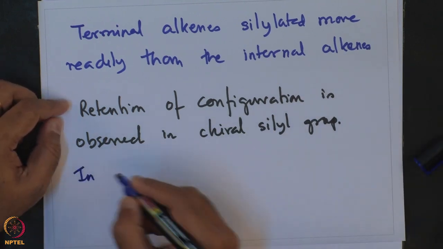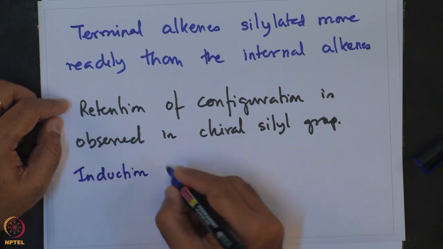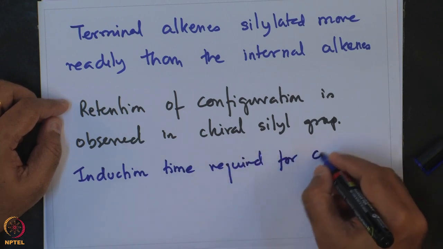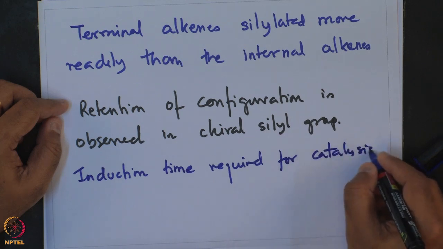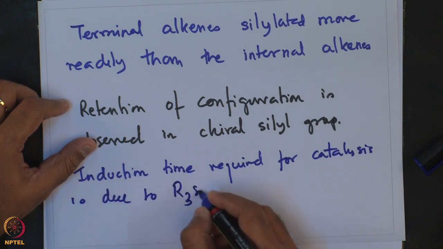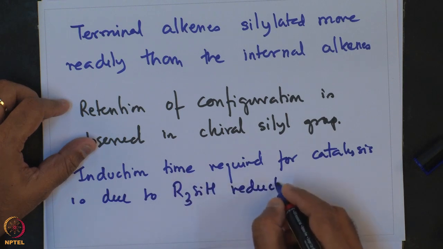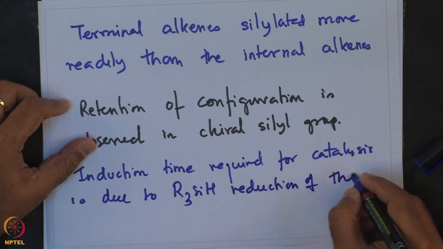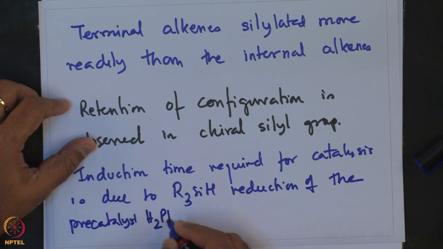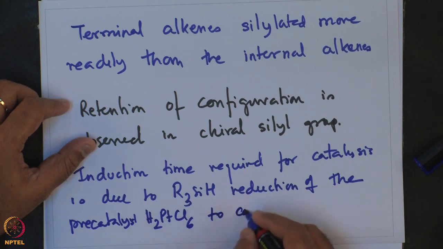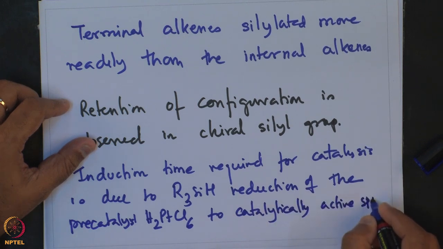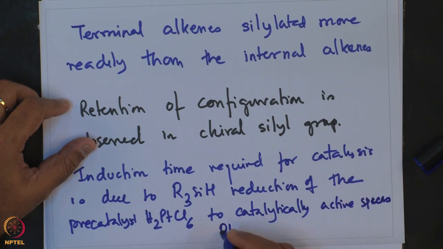The induction time required for catalysis is due to R3SiH reduction of the precatalyst H2PtCl6 to the catalytically active species, which is just bare platinum 0.